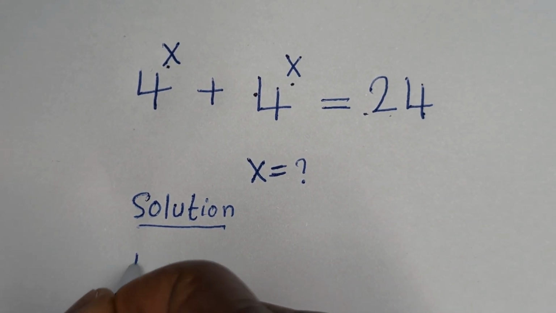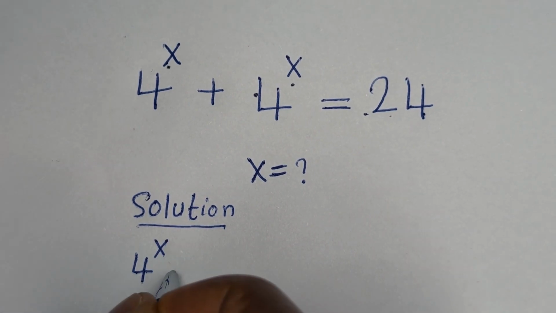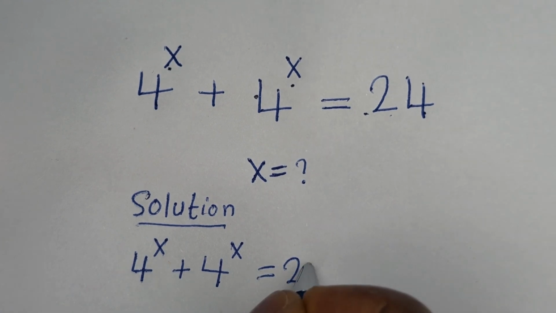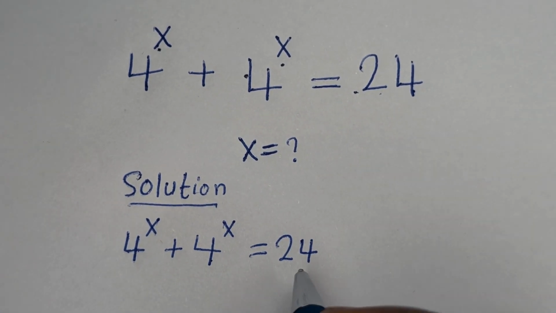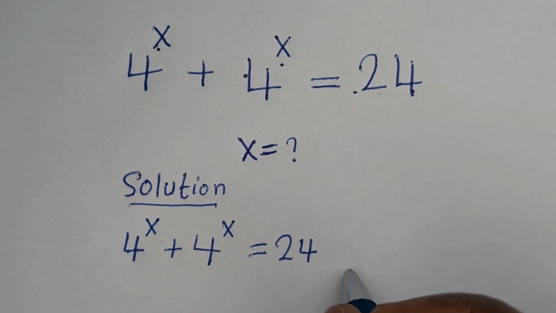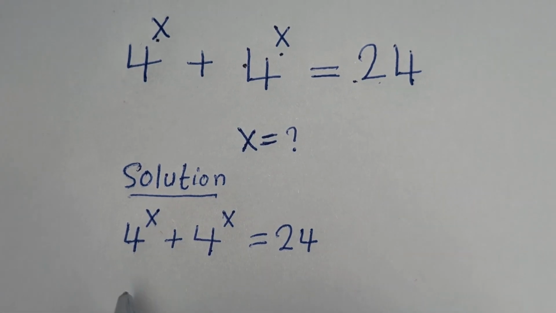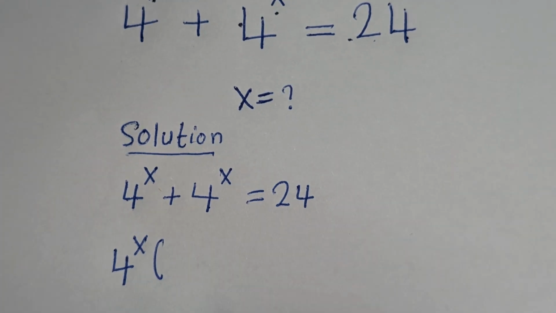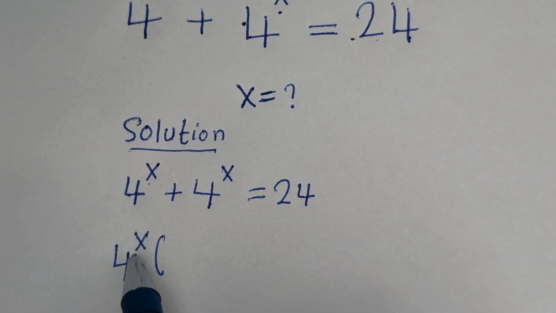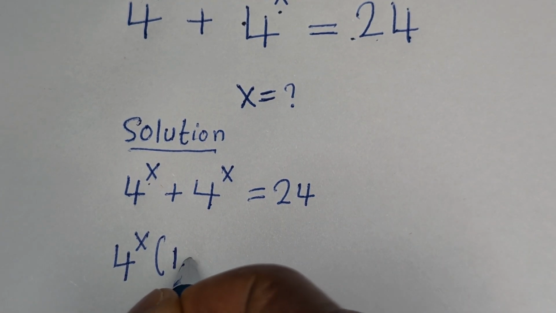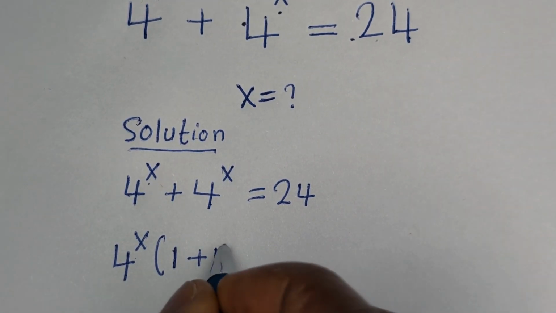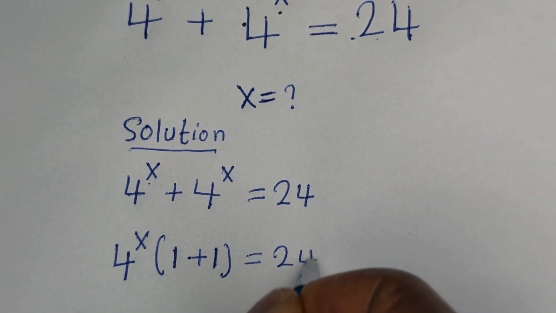Then here we have 4 raised to power x plus 4 raised to power x is equal to 24. Take note of this: here 4 raised to power x is common. Let's bring it out. We have 4 raised to power x bracket 4 raised to power x divided by this 4 raised to power x. This is 1 plus 4 raised to power x divided by this 4 raised to power x, this is 1, is equal to 24.